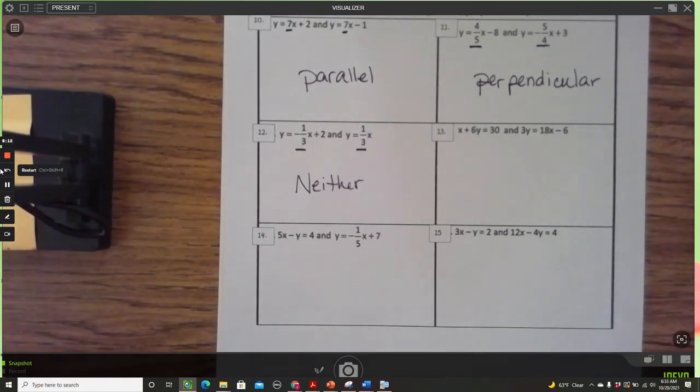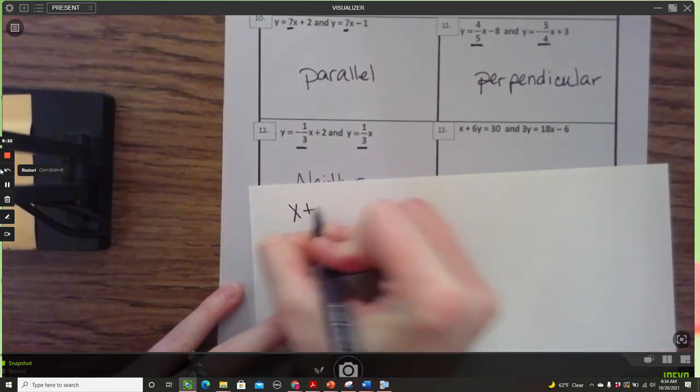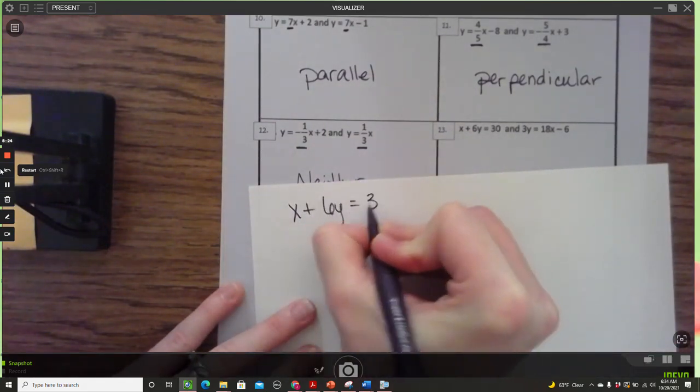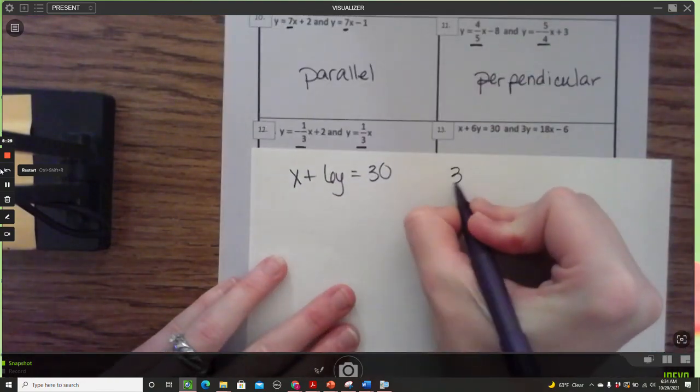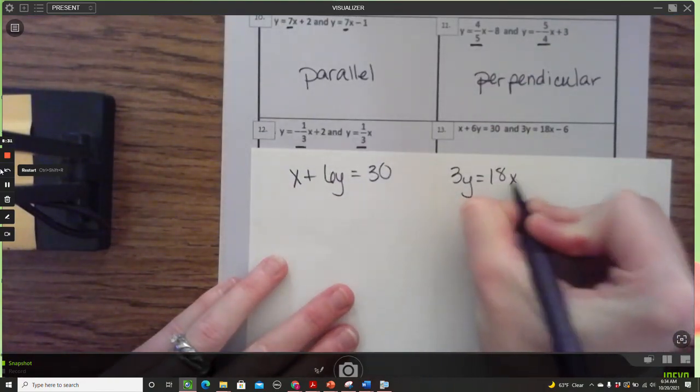All right, on 13, now they're in standard form. So we need to change them to slope-intercept form. So the name of the game here is to solve for y. So x plus 6y equals 30. And then we're going to have to do the other one too, so I'm going to go ahead and write that one down. 3y equals 18x minus 6.